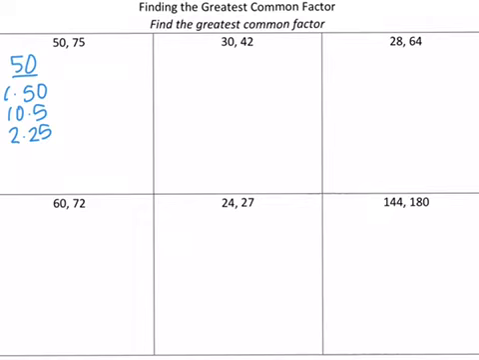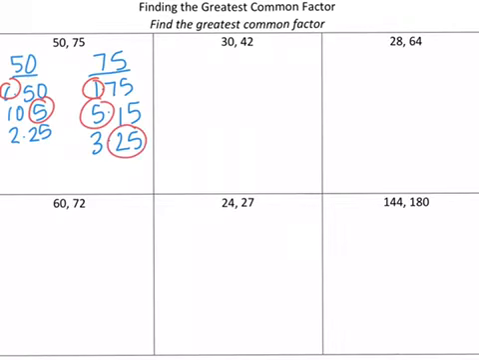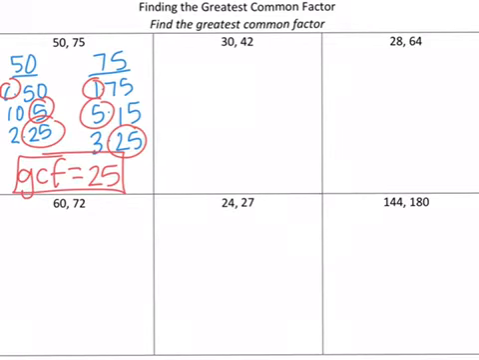So now we're going to move over to 75. And what we have here is, again, 1 and 75. We have 5 and 15. We have 3 and 25. So now we have all of our factors written. We have to find now the greatest common factor. Well, the common factors we have are 1s, 5s, and 25s. Now, obviously, we choose the greatest common factor. So our GCF, our greatest common factor is 25. We can divide both numbers by 25, and that's what we would want.